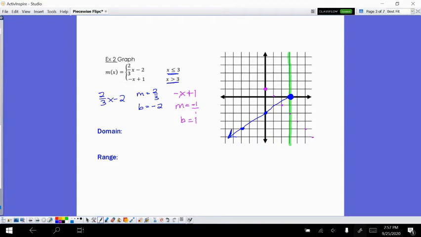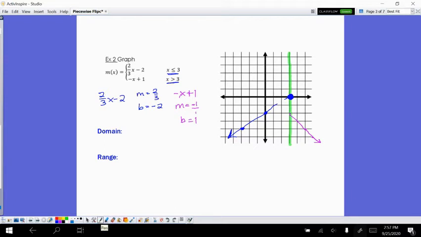Now, if we look at the domain, it says this graph should only exist where x values are greater than 3, to the right of 3. So I only want this part of the graph here. I'm going to erase my other points because I don't need those.